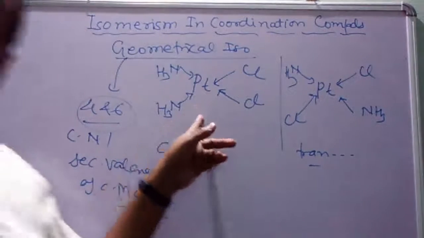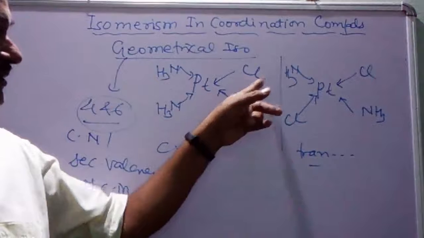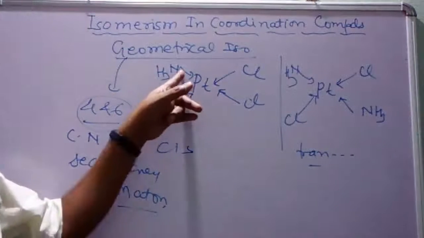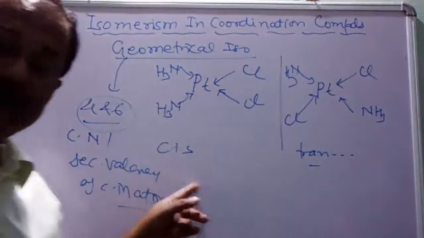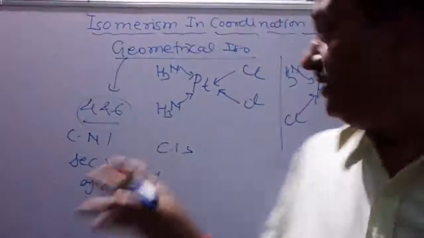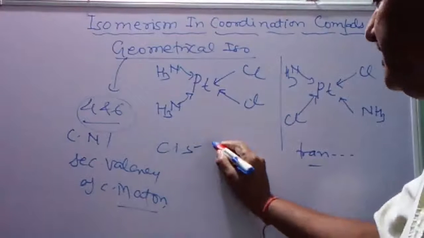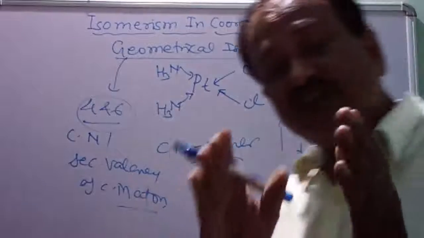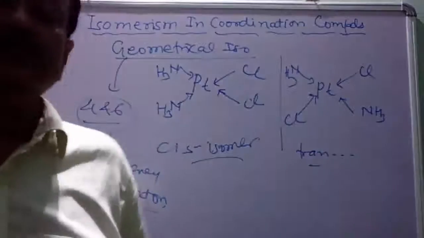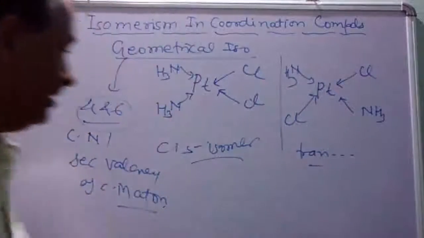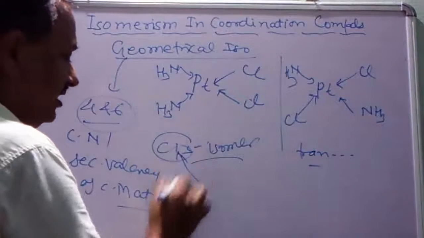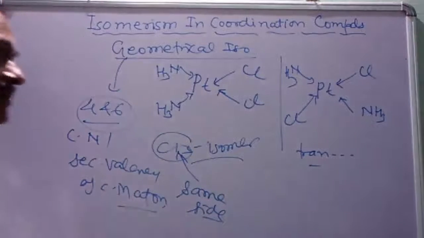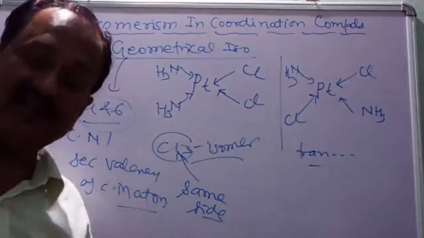Now see this complex. Here the Cl is on the same side, and here the amine is on the same side. So it is said to be the cis isomer. Whatever the name is, the word cis is written before the name. Cis means on the same side.